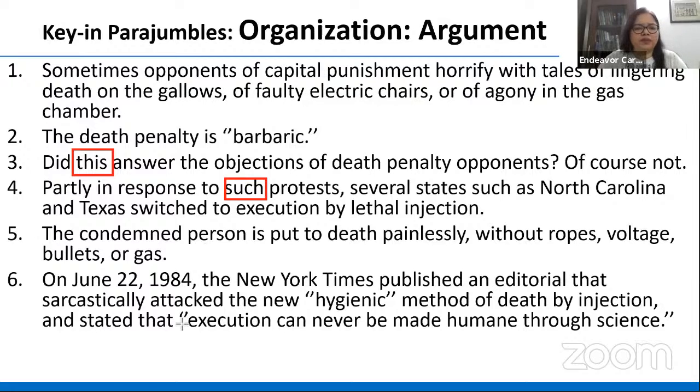We'll park five. Six, many of you will want to start with it. But it's only when you read it carefully that you figure out that we are talking of the new hygienic method of death by injection. And the method of death by injection is mentioned somewhere else. So let's start with two.